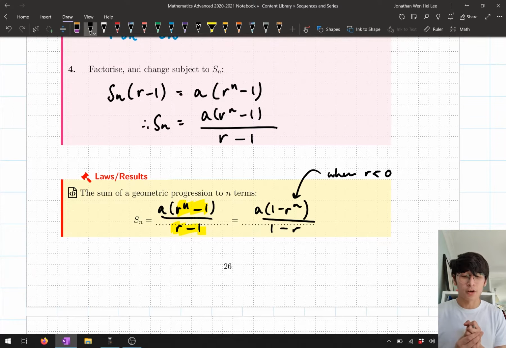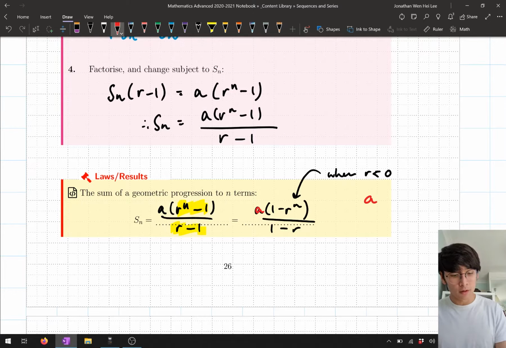Okay, so this is the formula we're going to use, and as you notice here, unlike the previous version, both of these versions have the same requirements, and we can't just get the last term and figure it out. So what we're going to need for both of these formulas is a, and r, the common ratio.